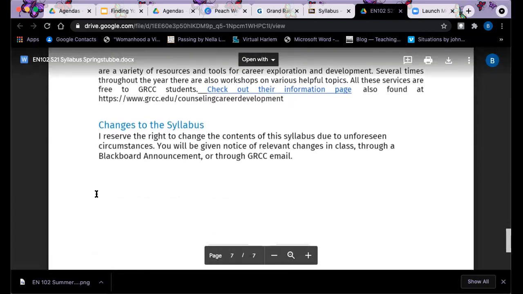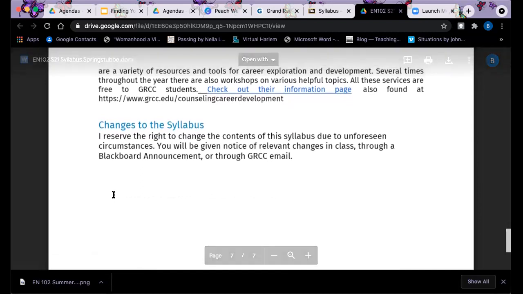And then the last thing is that there may be times when the syllabus has to be changed for some reason or another, and I will change it. I will inform you of any content changes in our videos, through Blackboard or through a GRCC email, or more likely all of those. I don't foresee having to change this syllabus, but that's why it says unforeseen circumstances, because we never know what's going to come up.